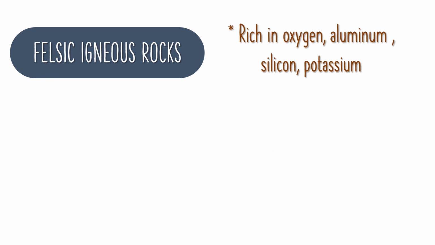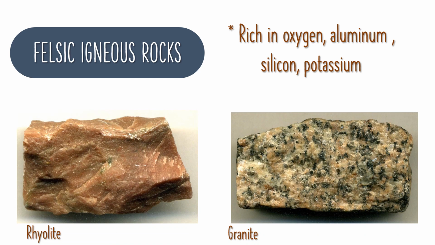Felsic igneous rocks, on the other hand, are igneous rocks which are rich in oxygen, aluminum, silicon, and potassium. Unlike mafic, felsic igneous rocks contain light elements that are also light in color. If you look at our two rock samples, we have rhyolite and granite. Both of them have very light colors because of the presence of light elements or light minerals.